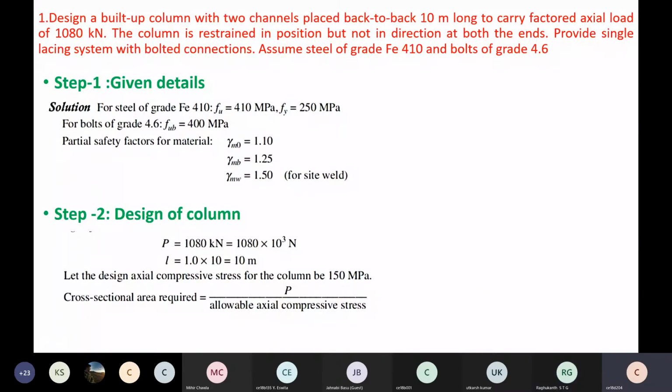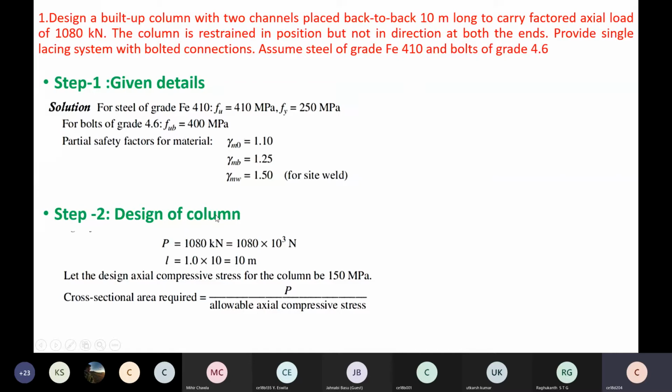Hi everyone. Now we are going to see the built-up column provided with the lacing system. We have to design a built-up column with two channels placed back to back, 10 meters long, to carry a factored axial load of 1080 kilonewton. The column is restrained in position but not in direction at both ends. We have to provide a single lacing system with bolted connections. Steel of grade Fe410 and bolts of grade 4.6 are given. In the first step, we note down all the given details.